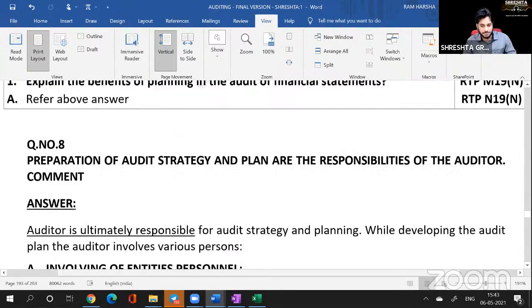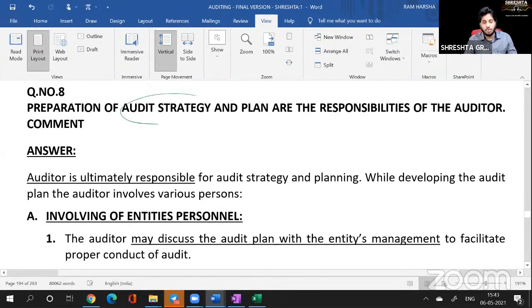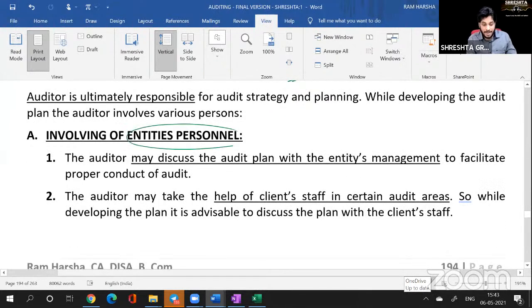Then benefits of planning. Now audit strategy and plan. Whose responsibility? Ultimately, the engagement partner's responsibility. The partner is the one who is responsible for planning and strategy. Of course, I will involve management, entity persons, company staff. When I'm planning, I will have to talk to them. Why? Because I need to do inventory physical verification. They should help me. So I should give them some hint at least, not exactly. But remember, you cannot discuss a detailed plan of action with the client. Have some surprise elements, surprise checks, and all of that you should not disclose.